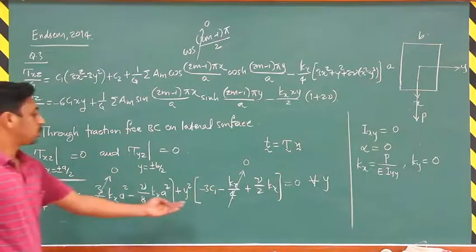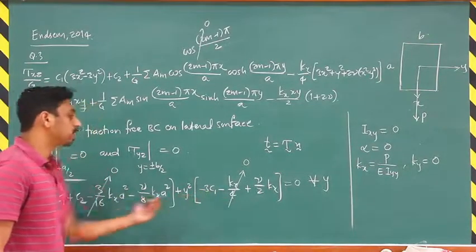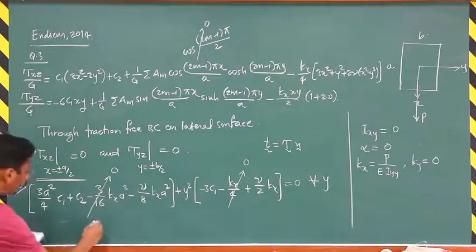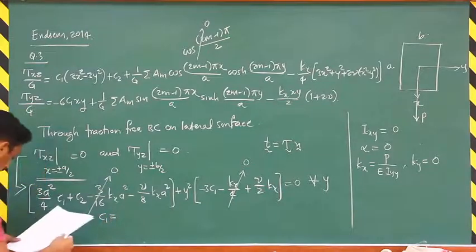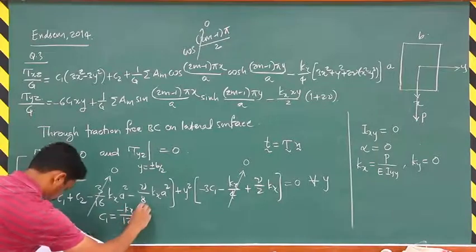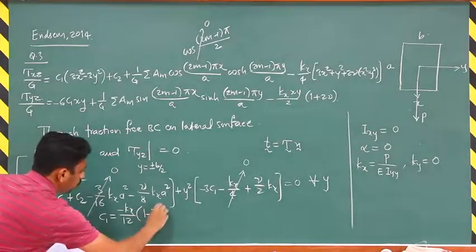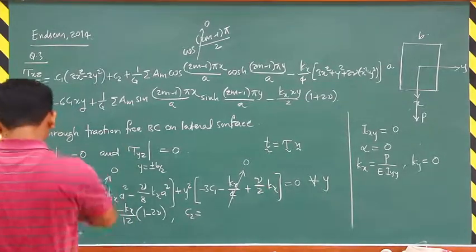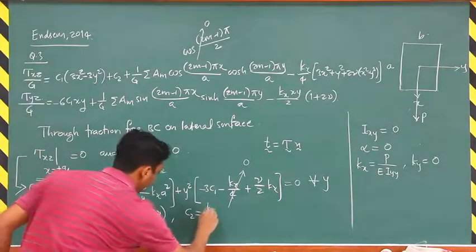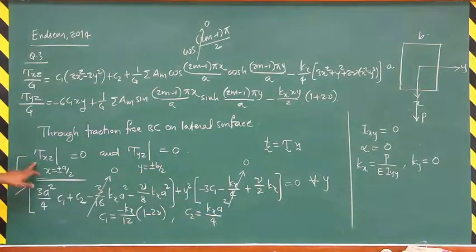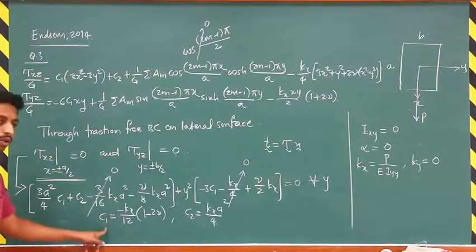So from these two conditions, we have got two equations in terms of C1 and C2, and this will give us the values of C1 and C2. So from this, we get C1 equal to minus kx upon 12, 1 minus 2b, and C2 equal to kx a square by 4. So by using only one out of two boundary conditions, we are able to find both the constants C1 and C2.